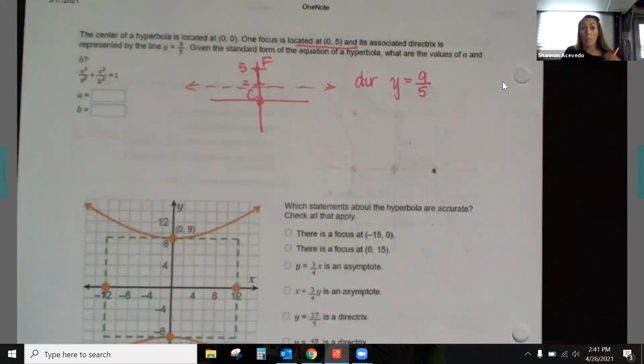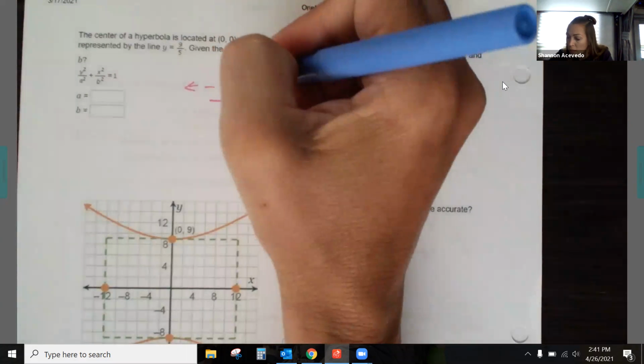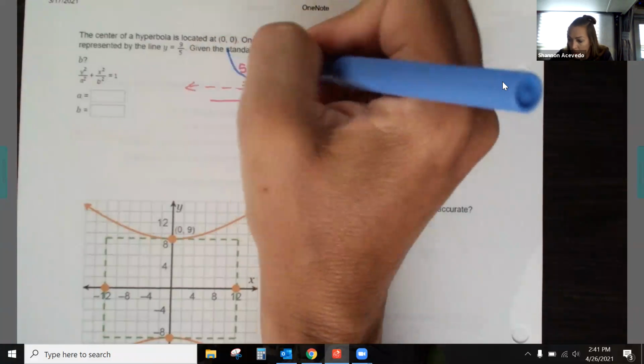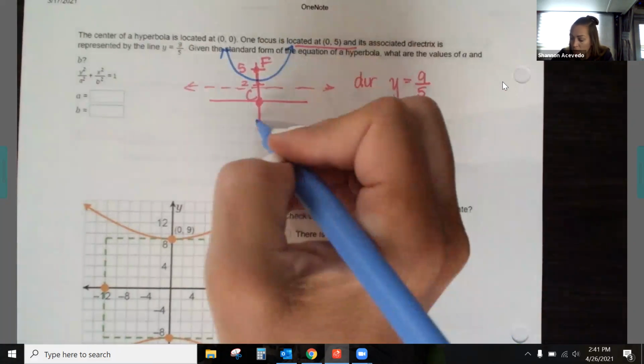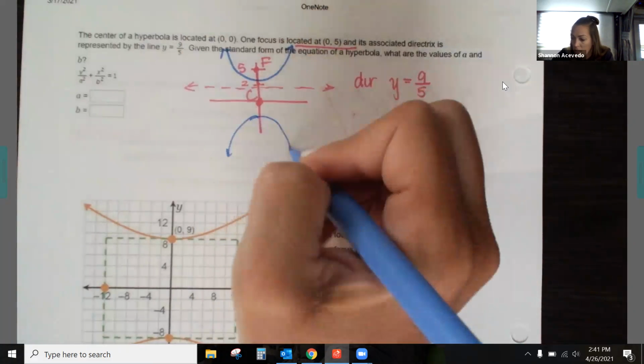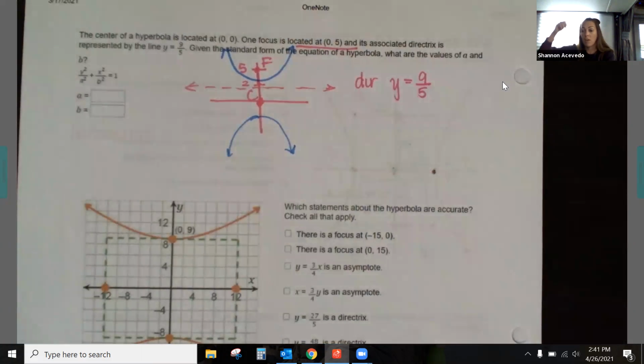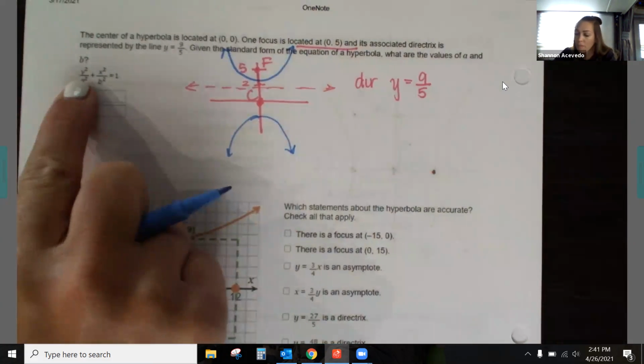Well, I know that my focus has to be inside one of the parabolas from the hyperbola. So it's going to open something like this. And then I would also have one that's going to go down like this. Since they are going to open up and down, I know it's going to be a y equals first.